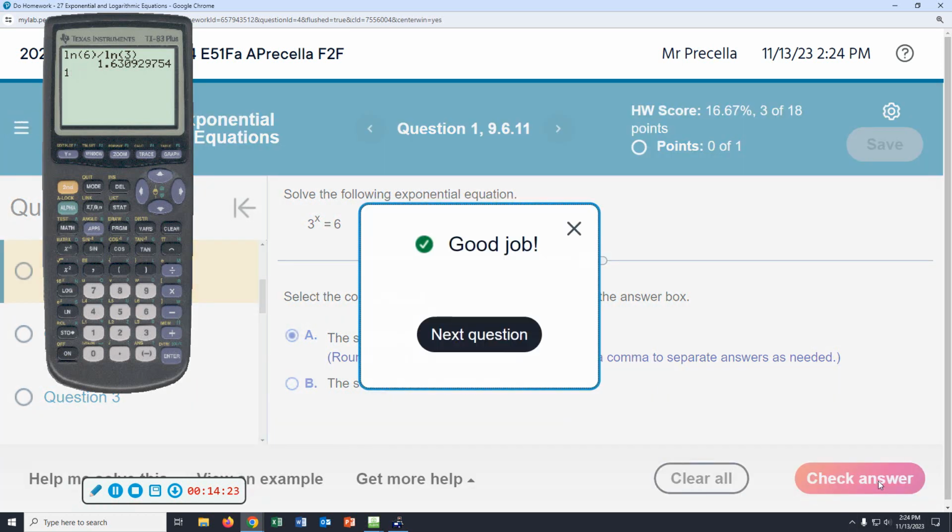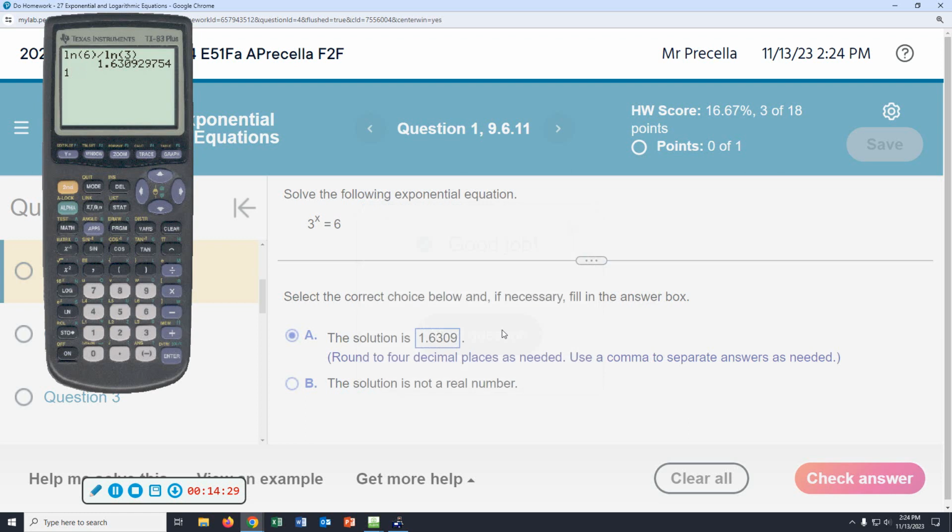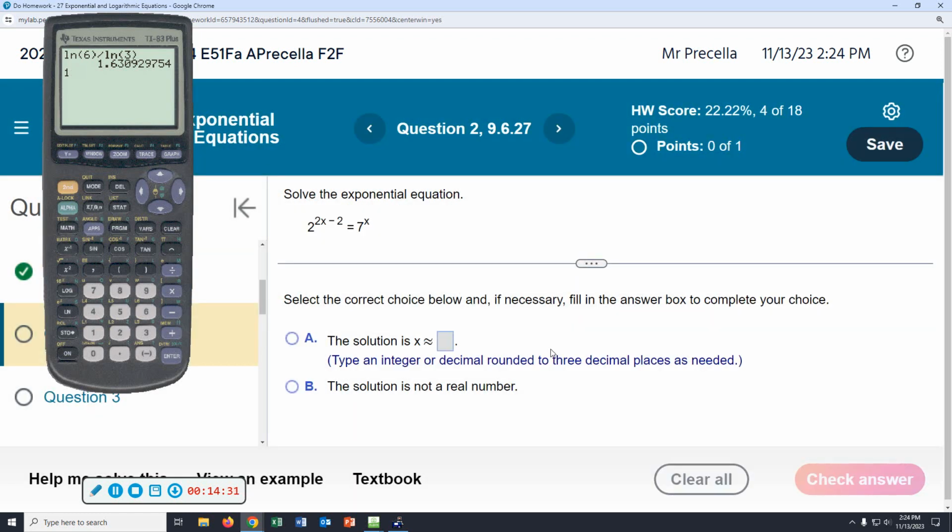Okay. Not bad if there's just one x in the equation. If there's two x's, that's what my note is about. So here's problem number 2.